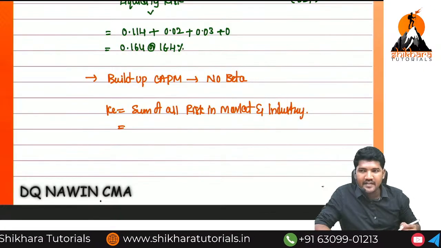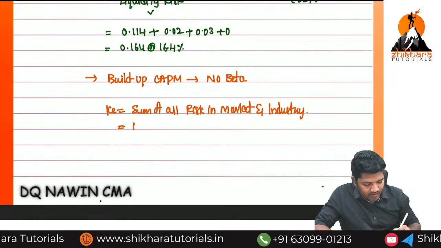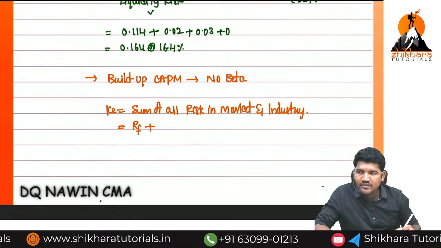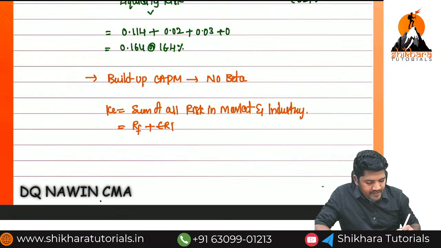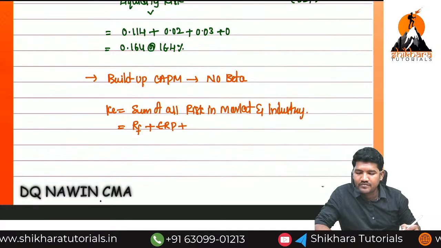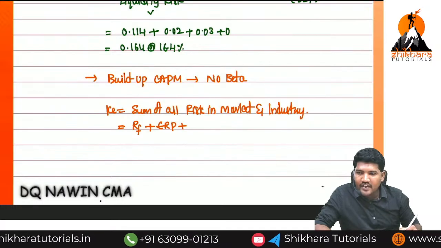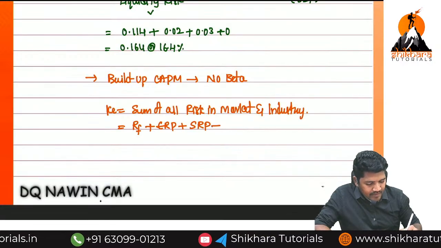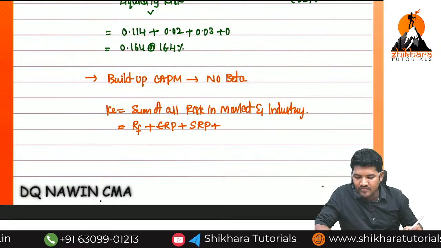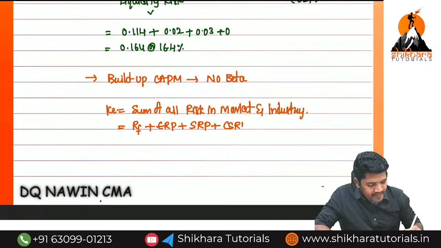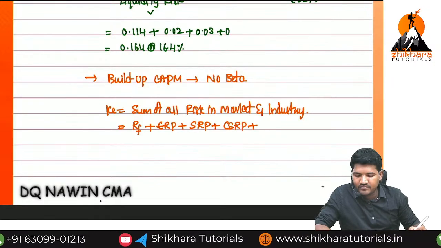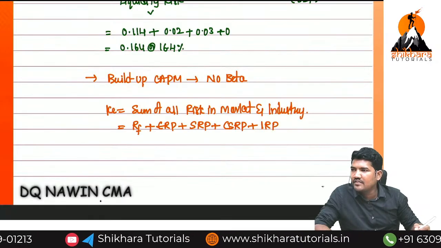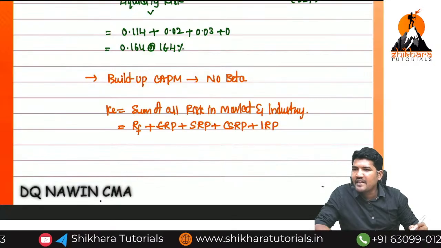Now please tell me the list of what you have. RF is there, plus equity risk premium is there, plus small stock, can I use the word size premium? Size risk premium is there, plus company specific risk premium is there, plus industry risk premium is there. Guys, clear? Do you understand the difference between market and industry?